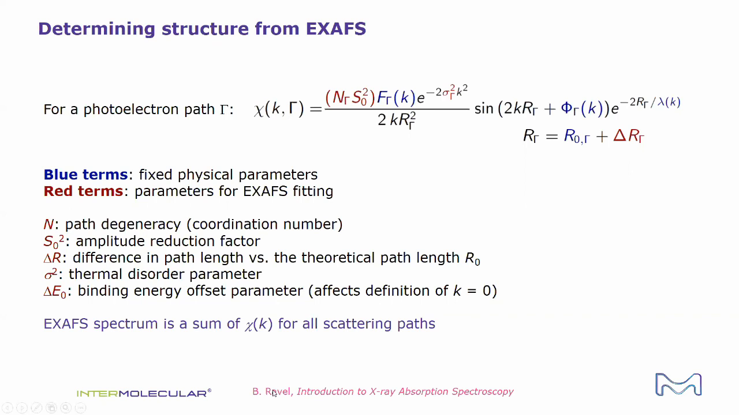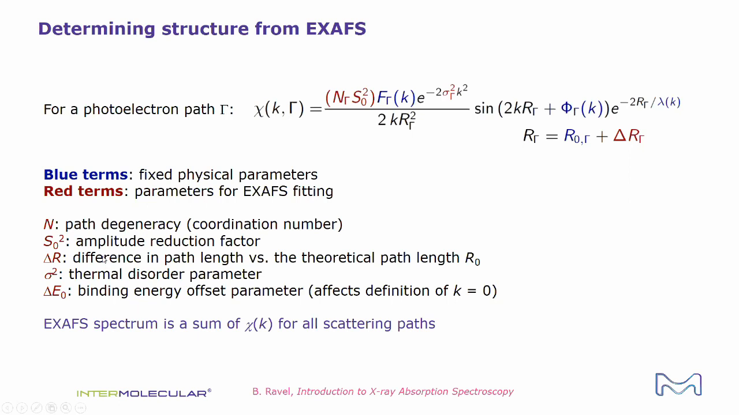I also want to thank Bruce for putting together this really nice introduction to XAS, which has a lot of great resources. The red terms that we're focusing on include path degeneracy, which we often think of as coordination number within a shell, and the amplitude reduction factor, which is typically just a little bit less than 1, or at least it should be.